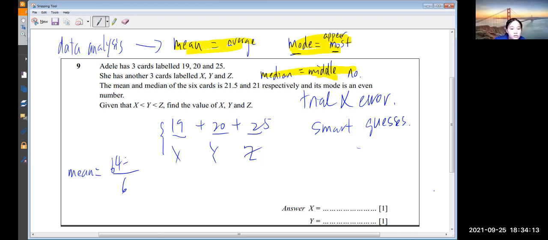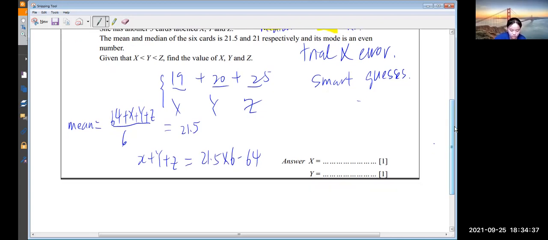Now you have 3 unopened cards, which is X plus Y plus Z. They say the mean is 21.5. With this, you can find the sum of X plus Y plus Z, which is 21.5 times 6 minus 64. Can you help me out? 21.5 times 6 minus 64 is 65? Double check one more time. Very good, so it's 65.